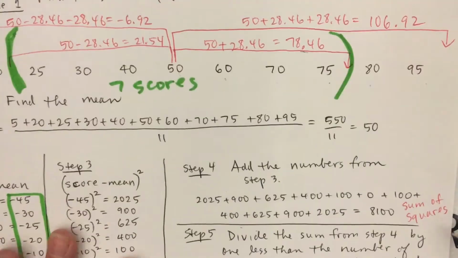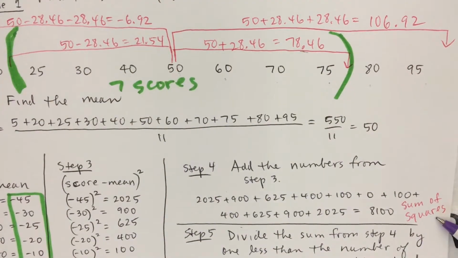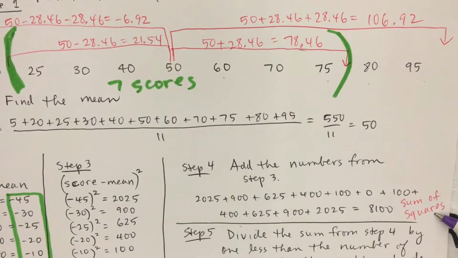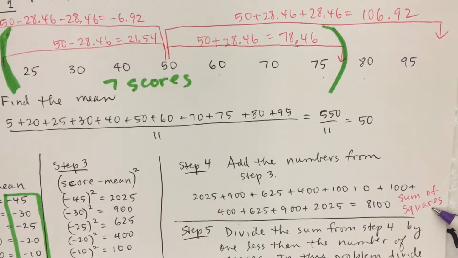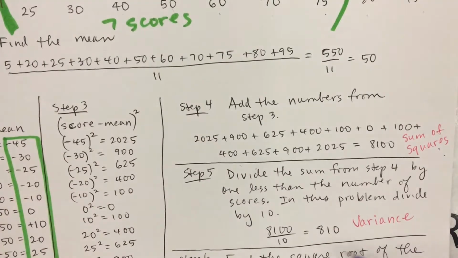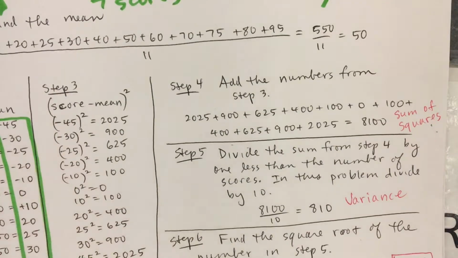I wrote something in red here. That's the sum of squares. If you take a statistics class, they're going to give that sum a name. It's called the sum of squares. Step 5, I divide the sum of squares by 1 less than the number of data items. This problem had 11 items, so I divide by 10.